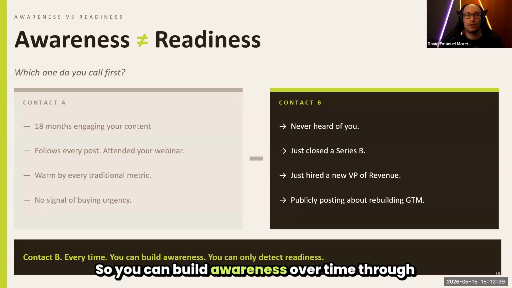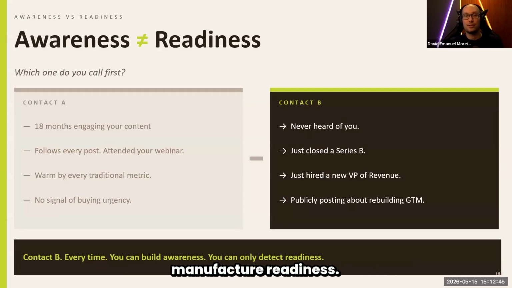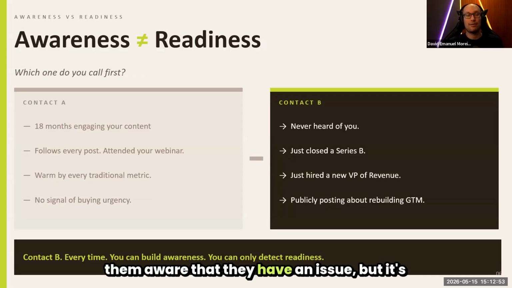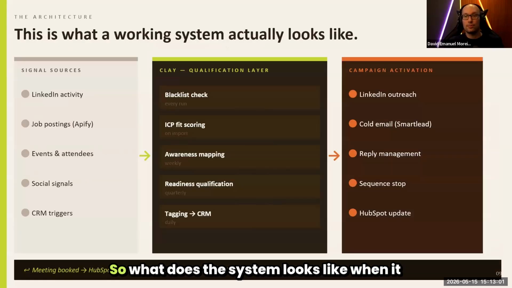So you can build awareness over time through content and repetition, but you cannot manufacture readiness. You can only detect it when it's actually there. And if people know you, maybe you can make them aware that they have an issue, but it's not up to you for them to make that move. So what does the system look like when it actually works?